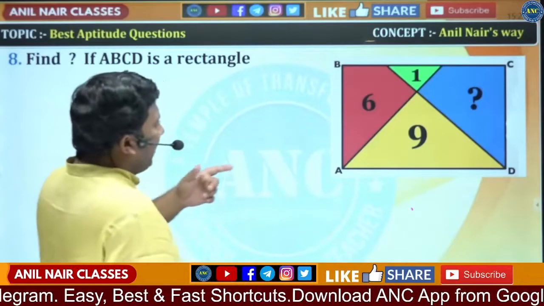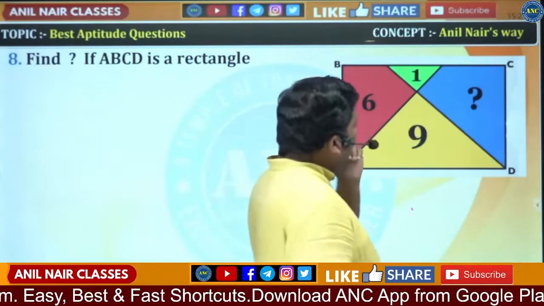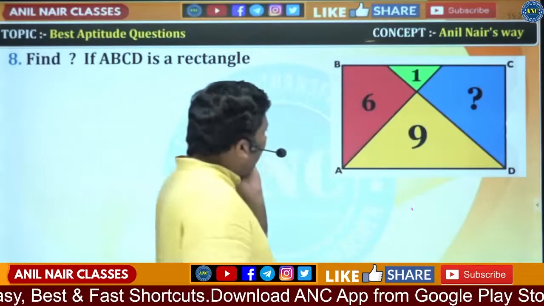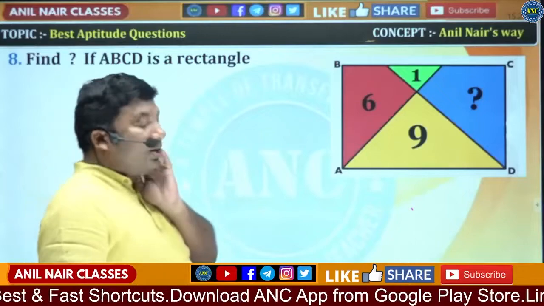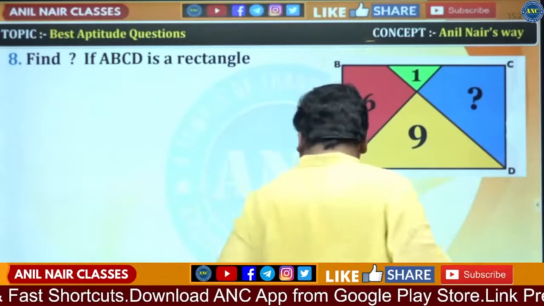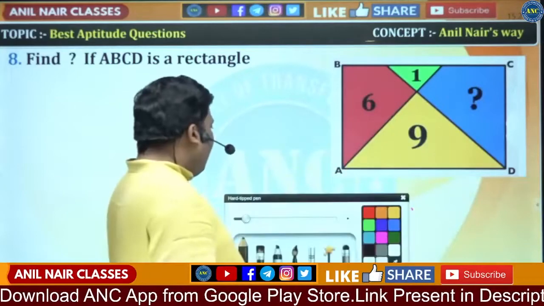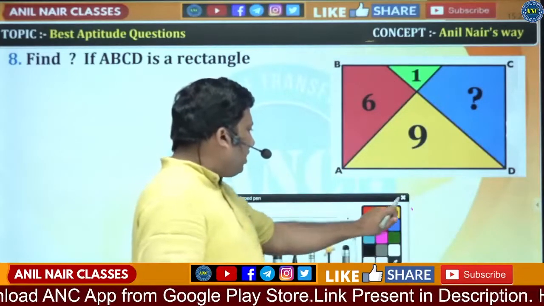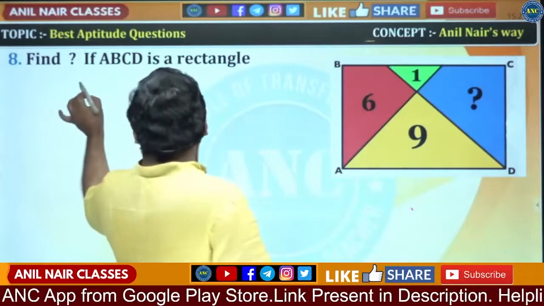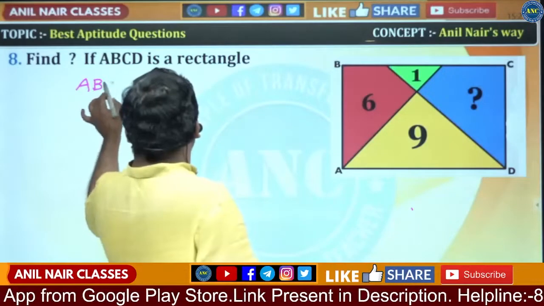Find the question mark. Find the area of the blue shaded region. What is given in the question? ABCD is a rectangle. We need the area of the blue color shaded portion. Now listen carefully, sir. ABCD is a rectangle.